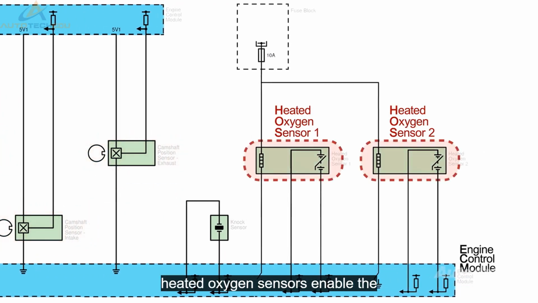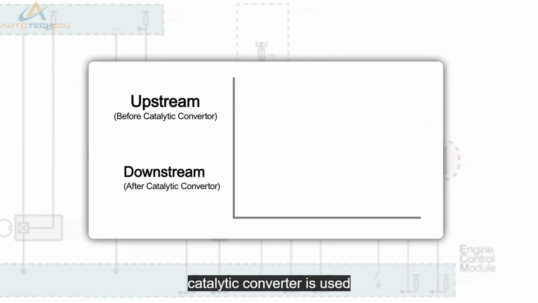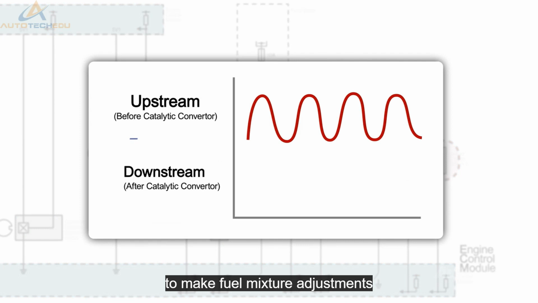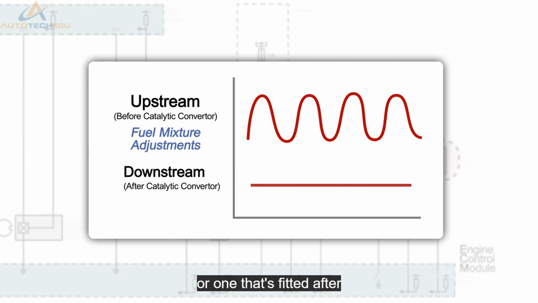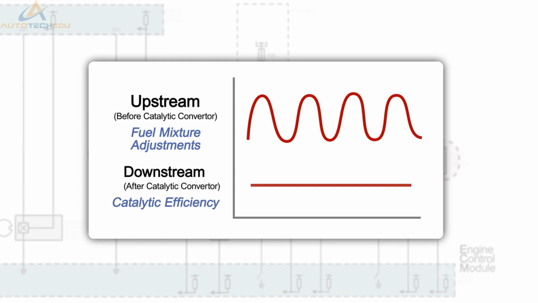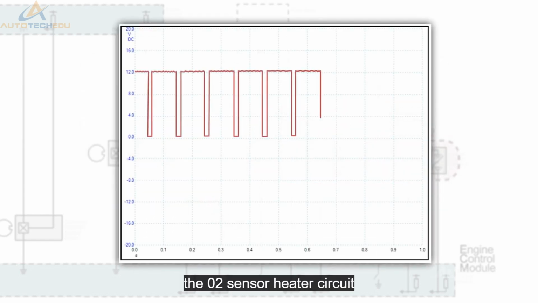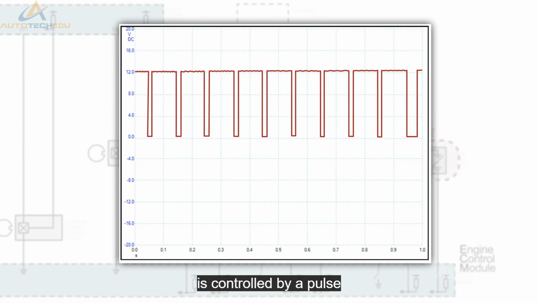The heated oxygen sensors enable the ECM to measure oxygen content in the exhaust stream. The ECM uses this information to accurately control the air-fuel ratio. The signal from an upstream sensor, fitted before the catalytic converter, is used to make fuel mixture adjustments. A downstream O2 sensor, or one that's fitted after the catalytic converter, is used to determine catalytic efficiency. The O2 sensor heater circuit is controlled by a pulse width modulated signal from the ECM.